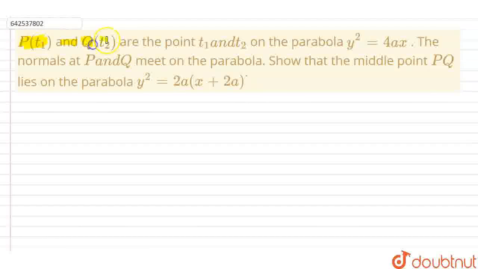So today's question is: P(at1², 2at1) and Q(at2², 2at2) are points t1 and t2 on the parabola y² = 4ax. The normals at the points P and Q meet on the parabola. Show that the midpoint of PQ lies on the parabola y² = 2a(x + 2a).